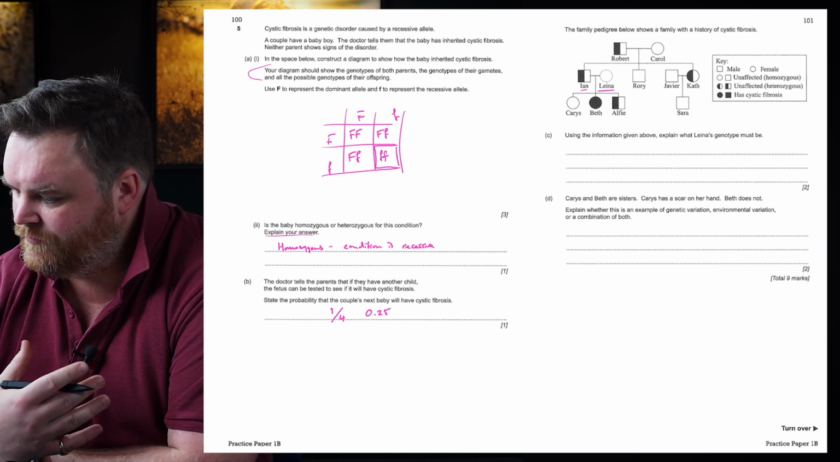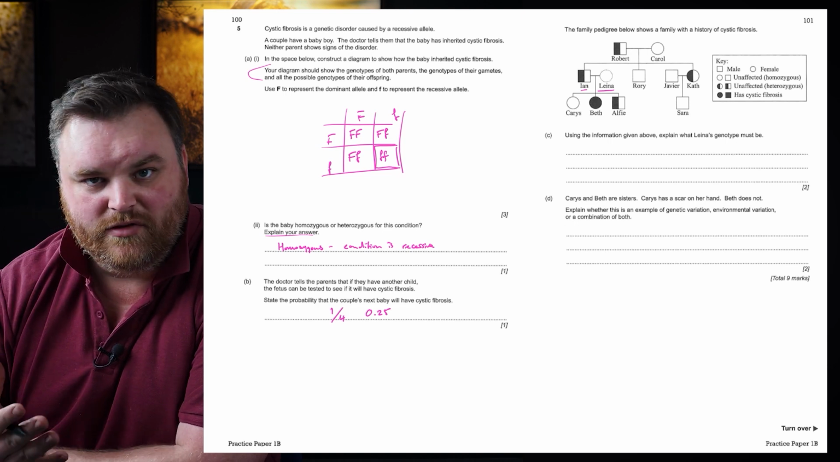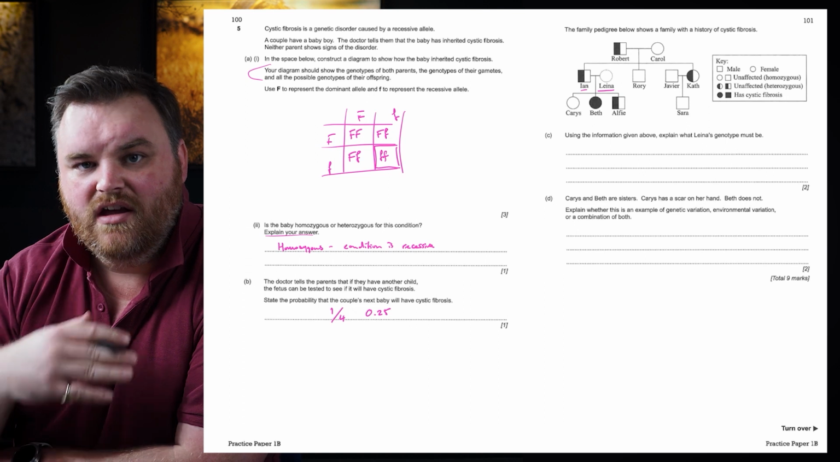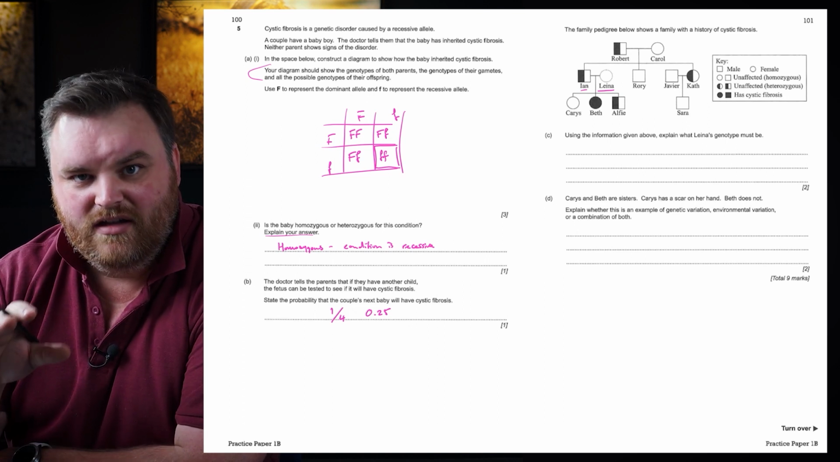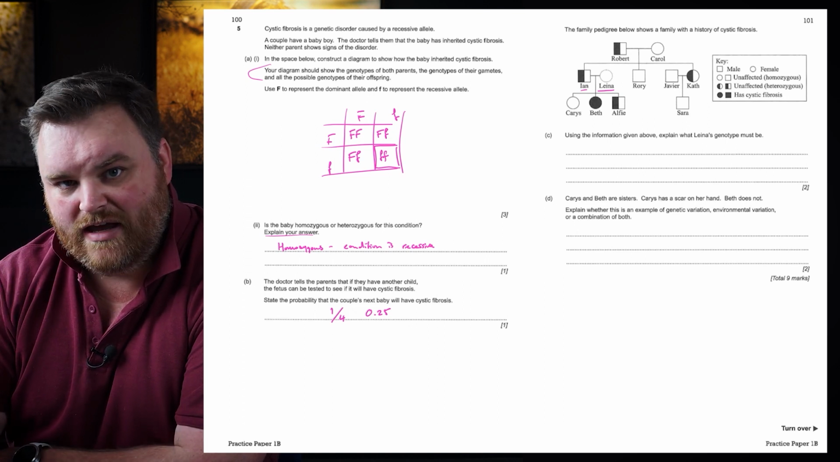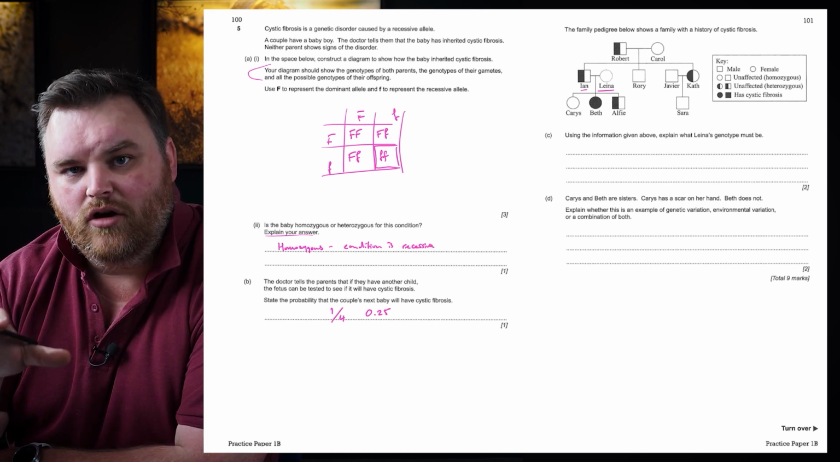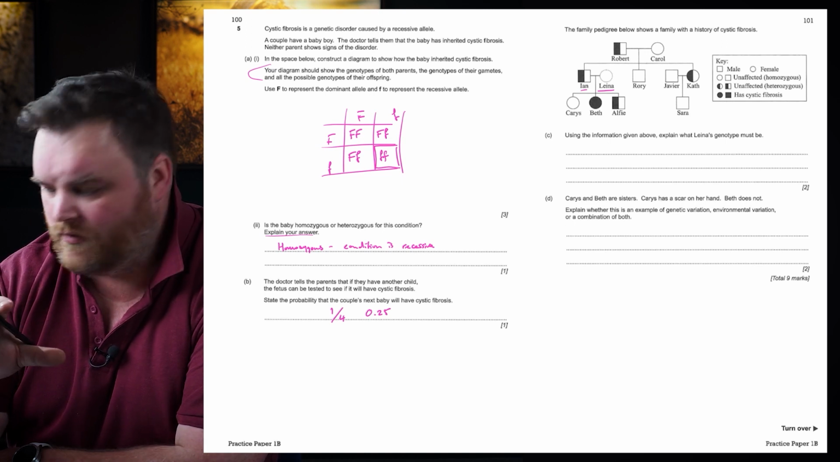Now, in order to have all 3 of those conditions, homozygous dominant, homozygous recessive, and heterozygous, the only way that you can have that is if you have 2 heterozygous parents. You can't have that combination of offspring with any other parental combination.